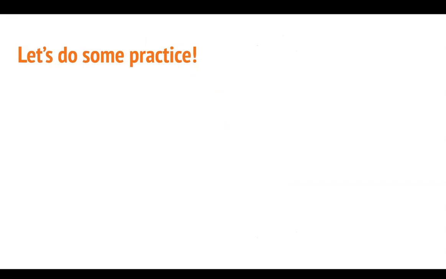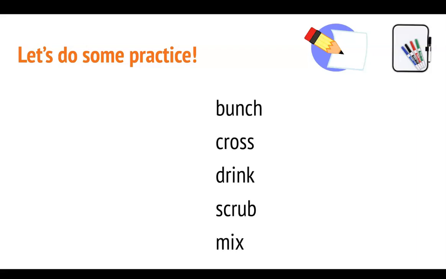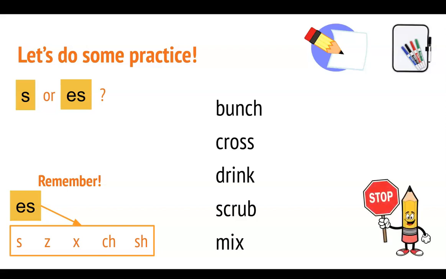Let's give you a chance to practice. Make sure you have that pencil and paper or whiteboard and marker nearby. In a moment, I'd like you to add either s or es to these base words. Remember, we use es for words that end in these letters: s, z, x, ch, or sh. Press stop so you can add the suffixes and press play when you are ready to continue.